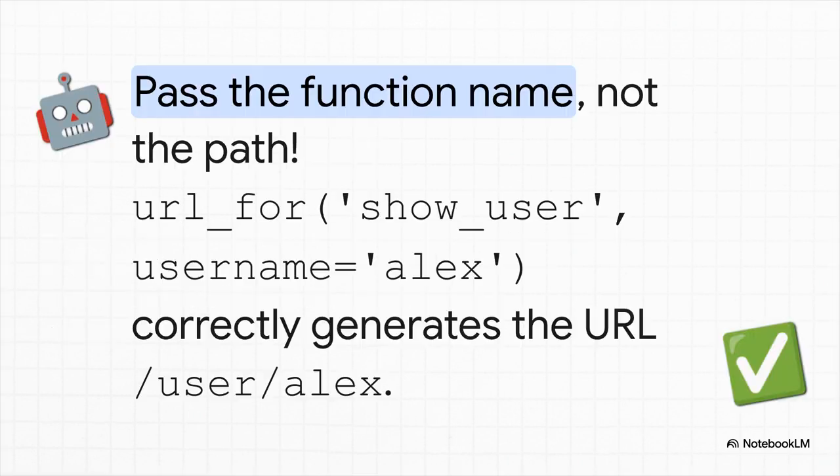It's a lifesaver. Now, the key thing to wrap your head around is how this thing works. You don't give it the URL path itself, like /user/Alex. Instead, you give it the name of the Python function that handles that route, in this case, showUser, along with any variables that route needs. Flask then does the magic of looking up the correct URL path for that function and building the whole thing for you. It's just so much cleaner and more robust.